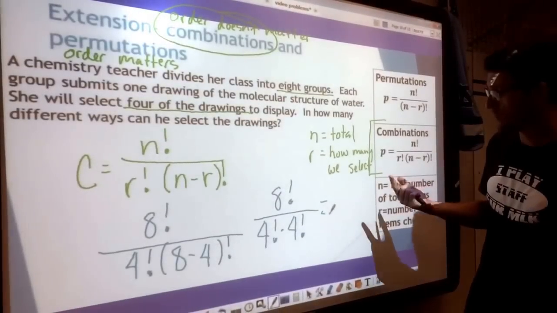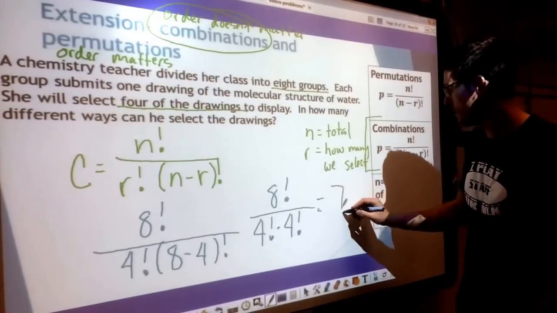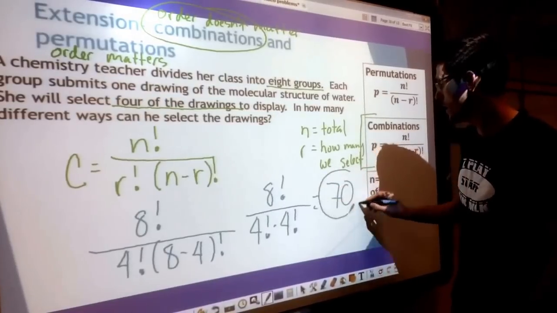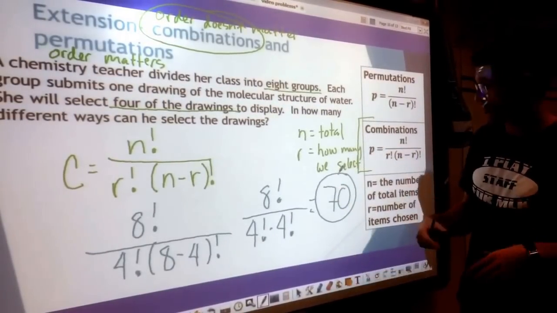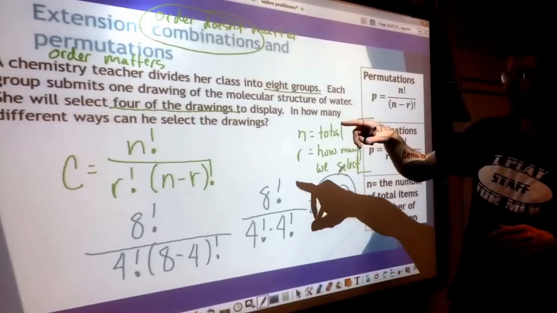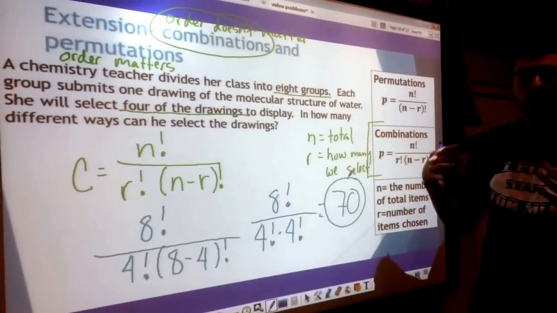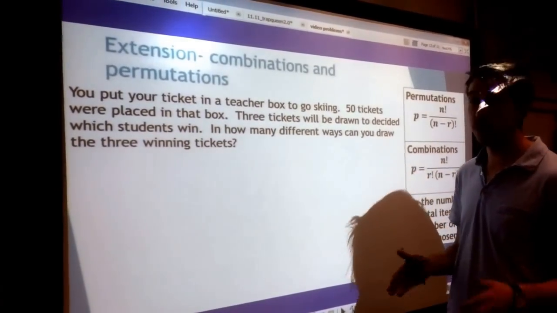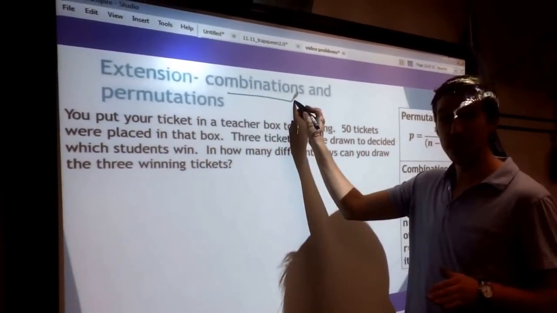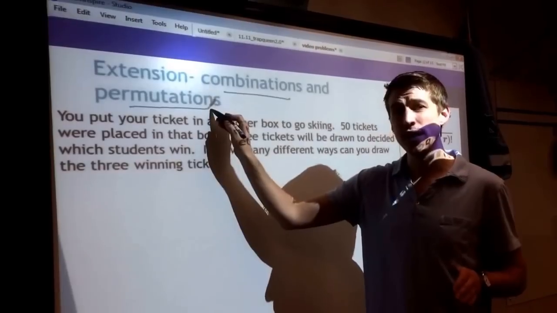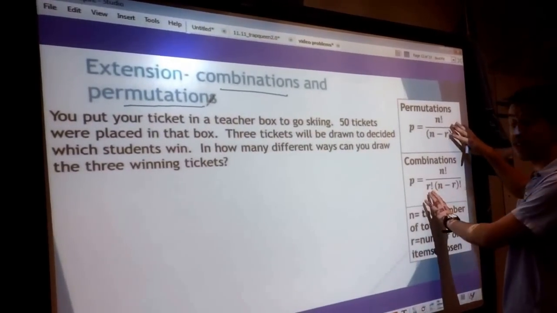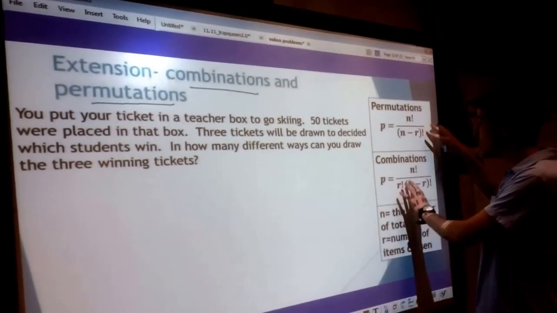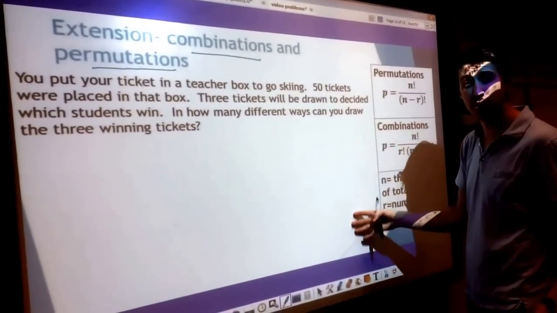Okay, and after we plug all that stuff into the calculator, we find out that this is 70. So if the order doesn't matter, there's only 70 different ways that she can select 4 of the drawings out of the 8. The challenging part of these types of problems is really deciding: is it a combination or is it a permutation?